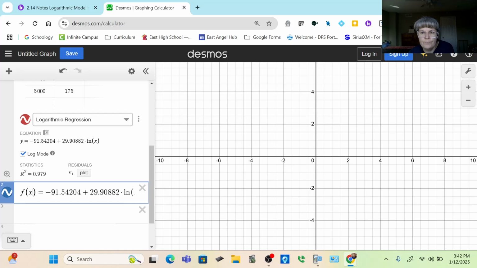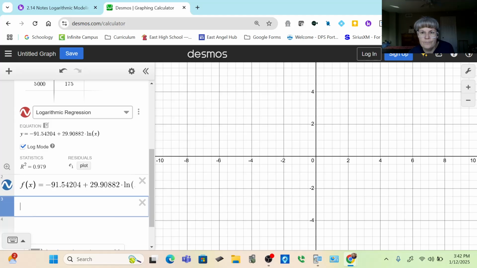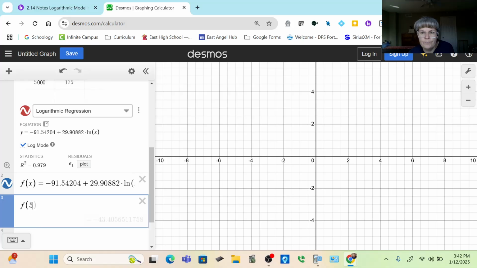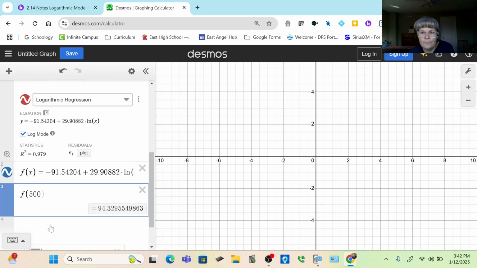So replace this x with, or nope, never mind. I don't want to place it there. Right below, I'm going to type f of 500, and it gives me the value. So we've got 94.329 thousand, or actually we're talking dollars, so we might as well round it to the nearest whole dollar, so $94,330.